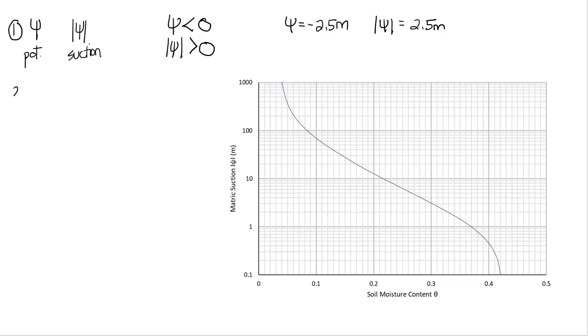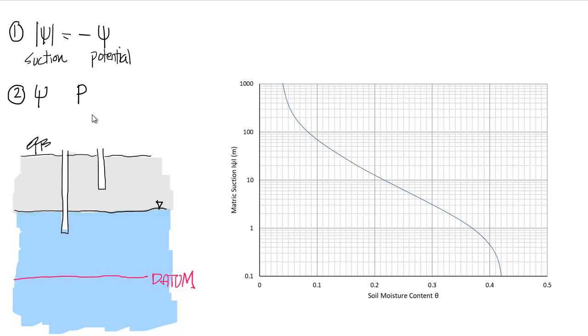Now, the second important relationship has to do with the relationship between the matric potential psi and the water pressure, the gauge pressure P. So let's review a little bit about the relationship between head and pressure and psi. Here we have a cross-section of the earth. There's my little tree here. And I've got 2 piezometers inserted into the ground. The water table is the line separating the blue area, which is the saturated zone, and the gray area above, which is the soil or the unsaturated zone.